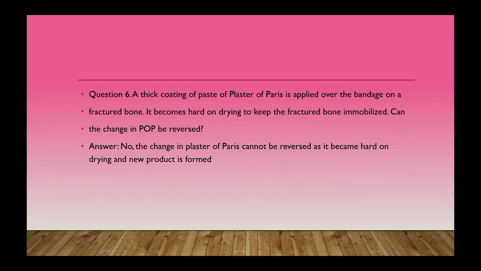Then the next question: a thick coating of paste of plaster of Paris is applied over the bandage on a fractured bone. It becomes hard on drying, to keep the fractured bone immobilized. Can the change of POP be reversed? No. The change of plaster of Paris cannot be reversed, as it becomes hard and dry and new products are formed. So this is a chemical change, right? Once you apply the plaster of Paris, it becomes a solid structure, right?